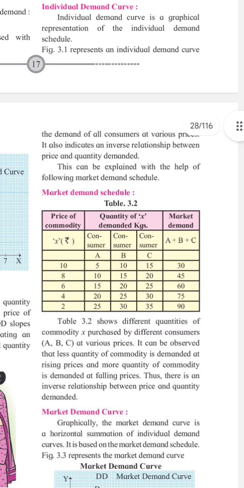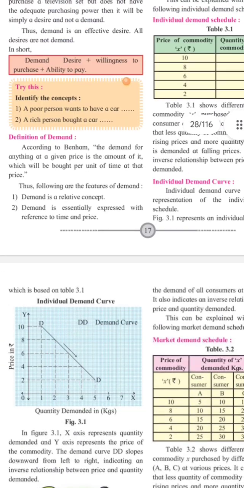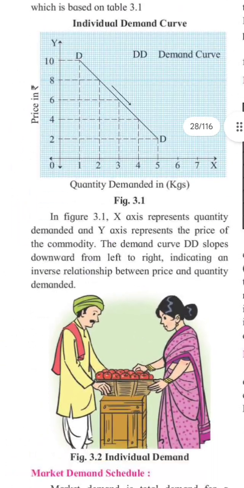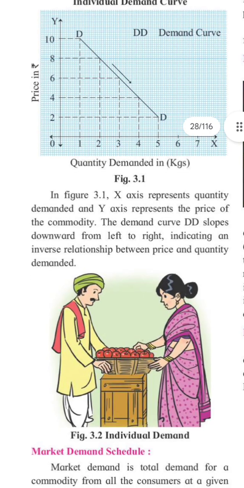Next we have individual demand curve. So the individual demand curve is the interpretation of this table. You can see here, the graphical representation of the individual demand schedule is called the individual demand curve. On the x-axis is the quantity demanded, and the y-axis represents the price. The demand curve slopes downward from left to right, indicating that quantity demanded increases with a price decrease.